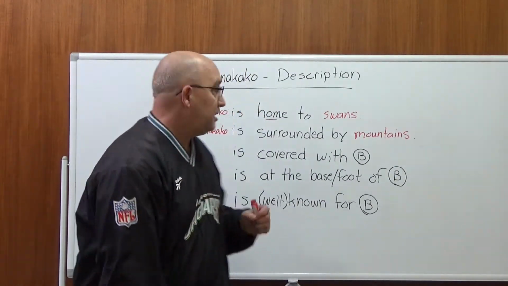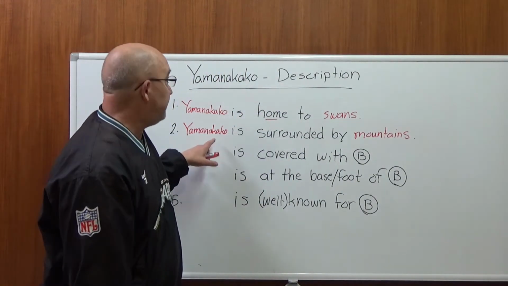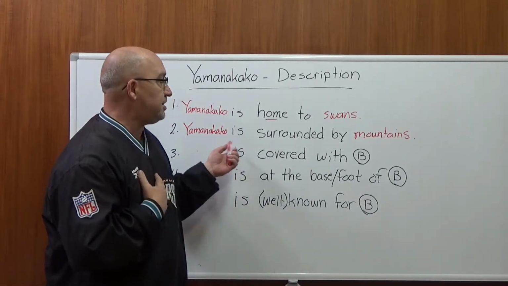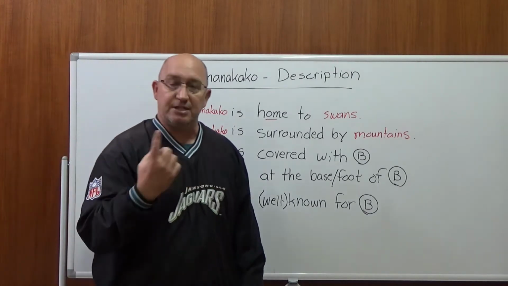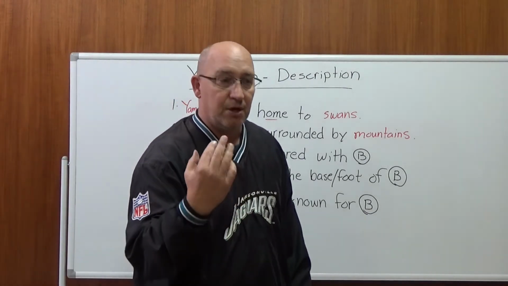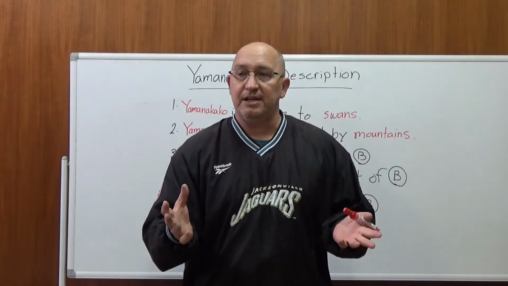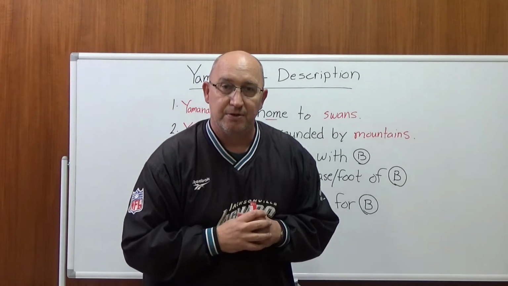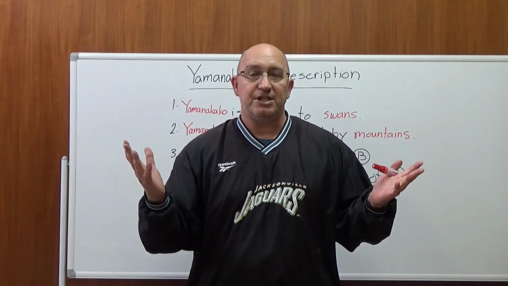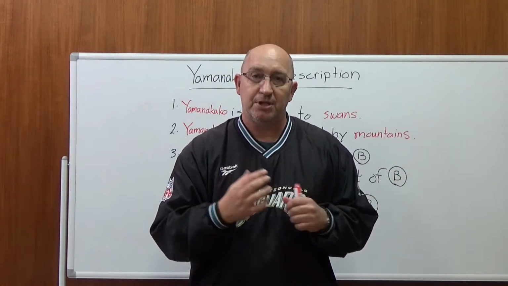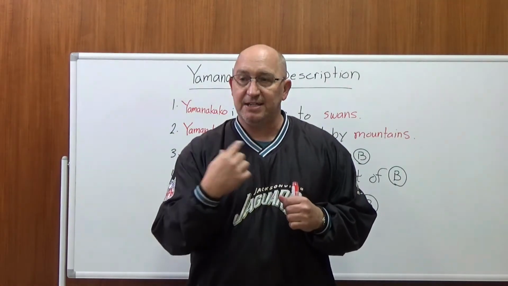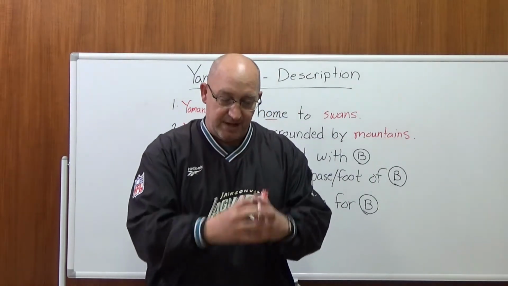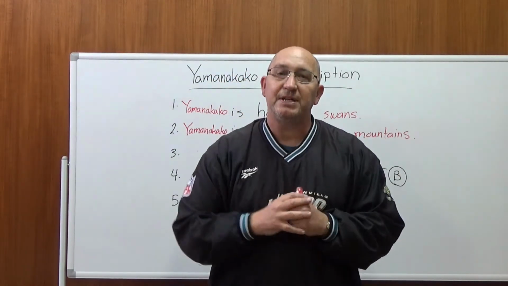Right? Now, you can change Yamanakako. For example, my house. My house is surrounded by trees. Or maybe you live in the center of Yamanakako. And maybe my house is surrounded by shops. It's surrounded by tennis courts. There are many answers, okay? So we have A, and then all around is B.